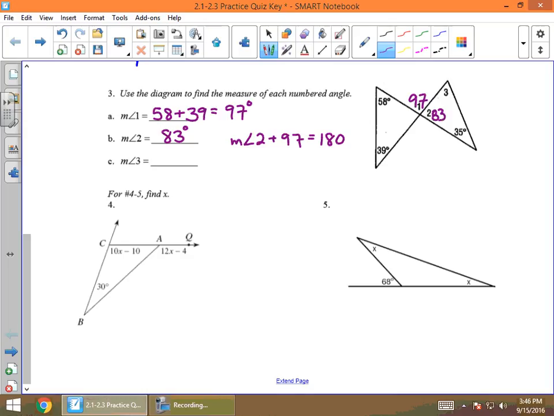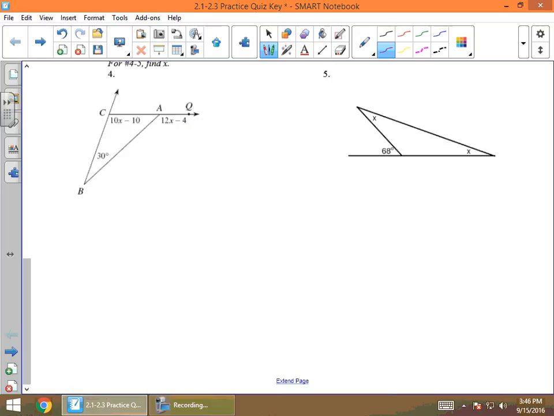And then to find angle 3, I'll take a look at the triangle on the right that has angle 3, 83, and 35. If I were to add those up, measure of angle 3 plus 83 plus 35, that's a triangle, and we know that all triangles add up to 180. So I would take 180, subtract 35, subtract 83, and end up with 62 degrees. Again, you can type that stuff right into your calculator if you would like.